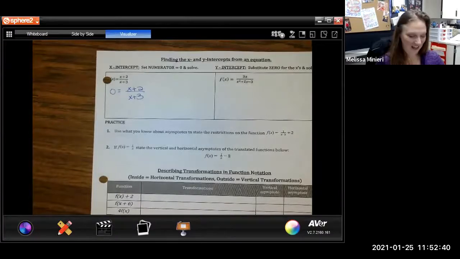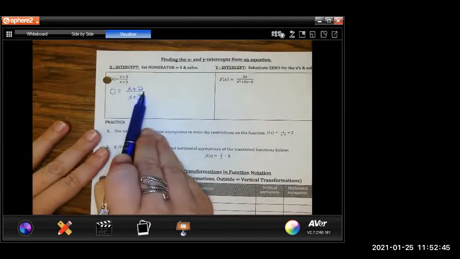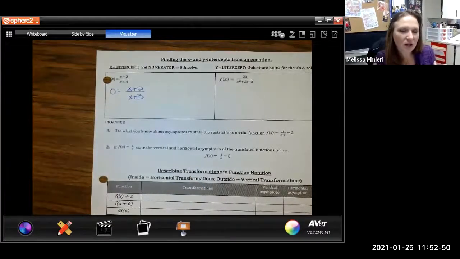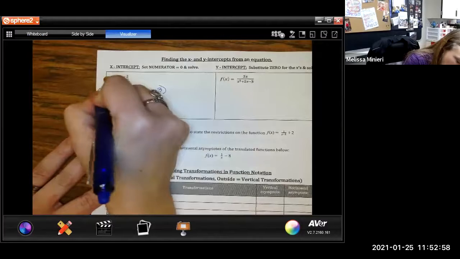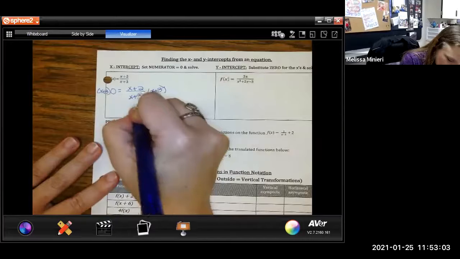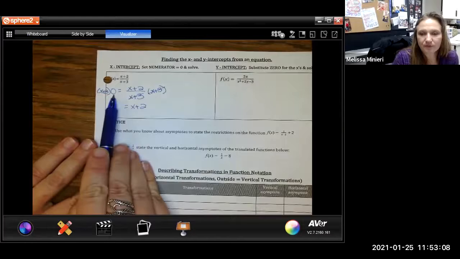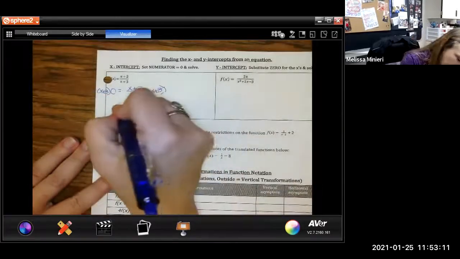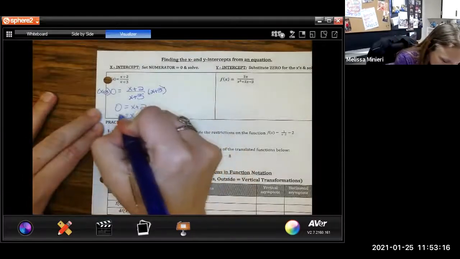What is this symbol right here? What operation is this line? Division. It's division. And how do we undo division? Multiplication. We multiply. So if I multiplied this by x plus 3 on both sides, that clears that out, right? So now I'm just left with x plus 2 on this side. What is x plus 3 times 0? 0. Still 0. Now I have an easy equation to solve, right? I can subtract 2 and x is equal to -2.